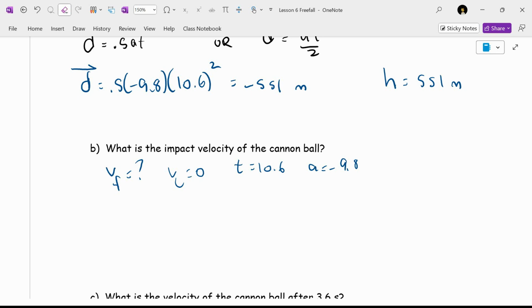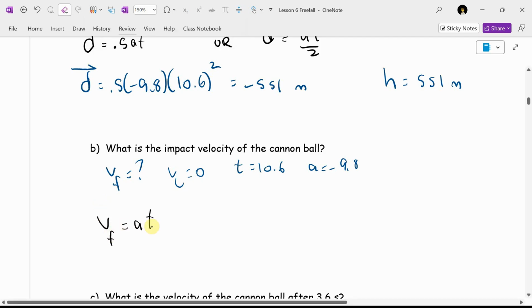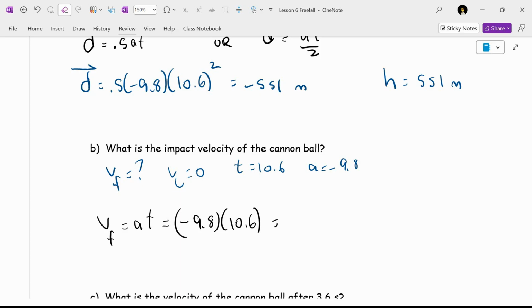I don't know, what is the first one? Read it to me. What's VI? So again, I'm not going to say you have to, but I'm going to encourage you to spot the shortcuts. We can, in this case, just say VF equals AT. It's going to be negative 9.8 times 10.6. It's not wrong to put the 0 plus, and I will not take marks off if you do, but don't think like you have to.